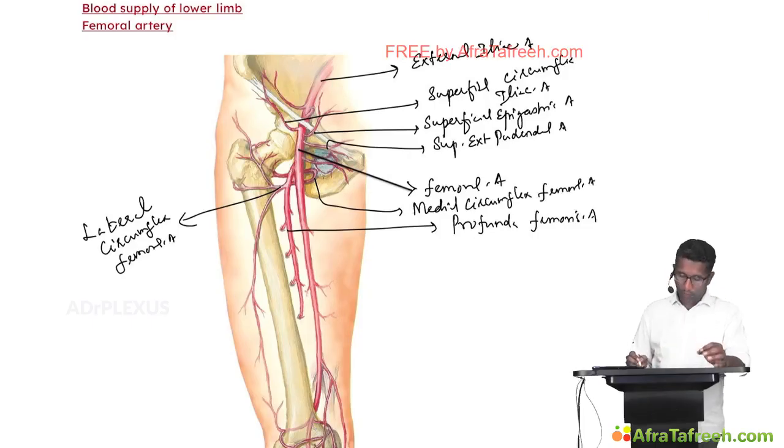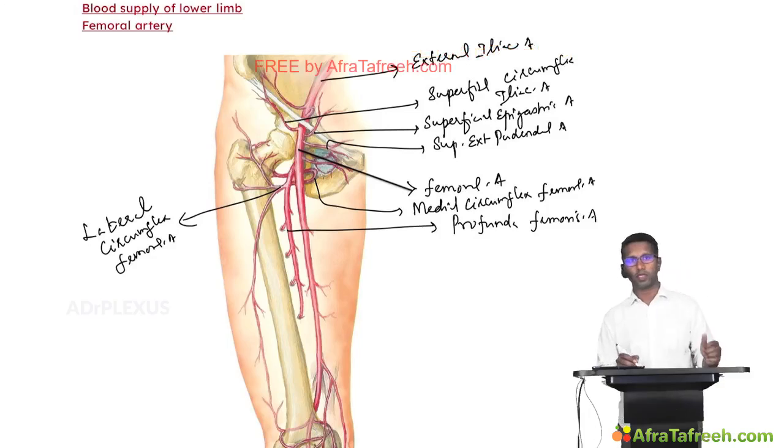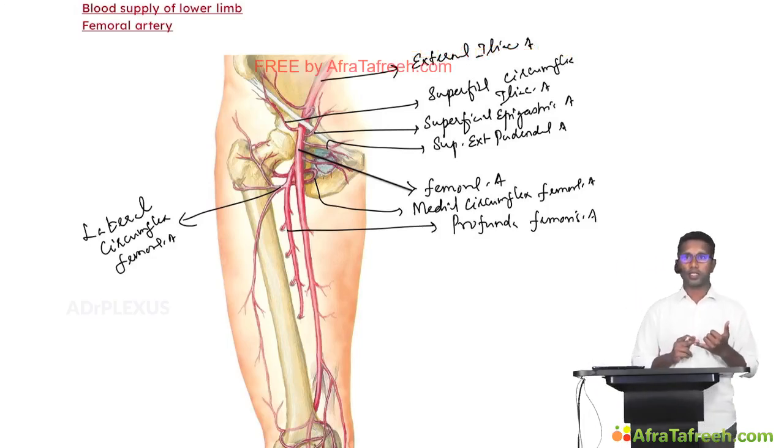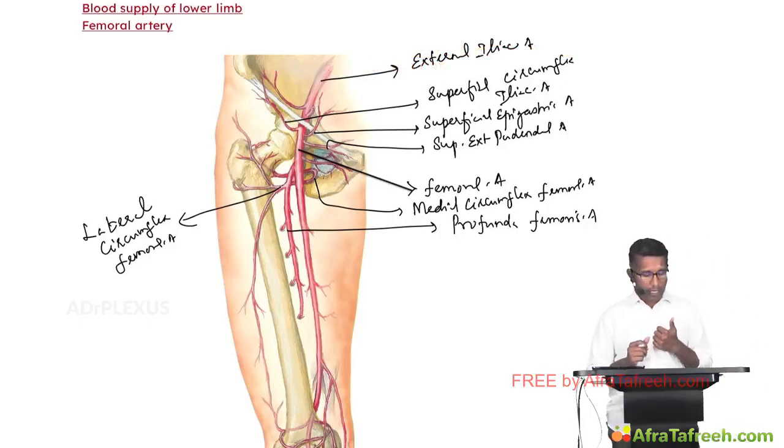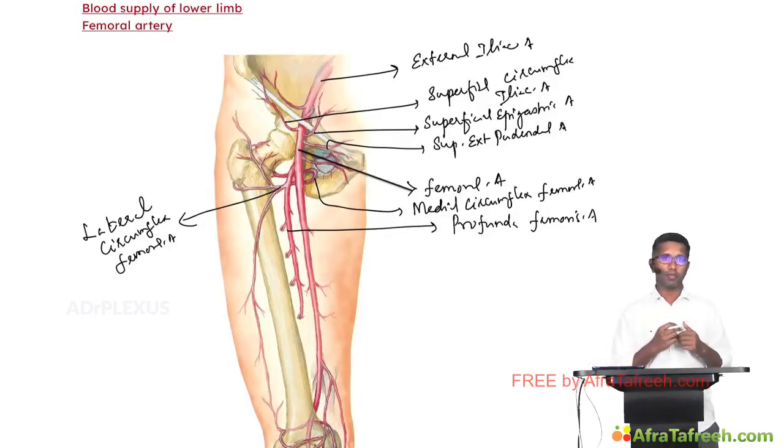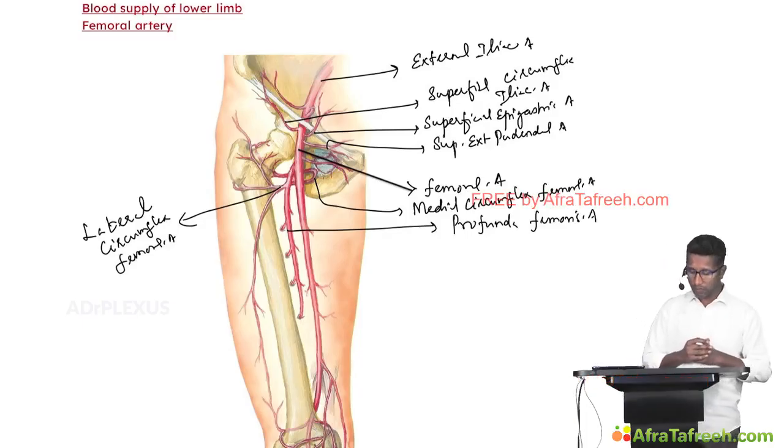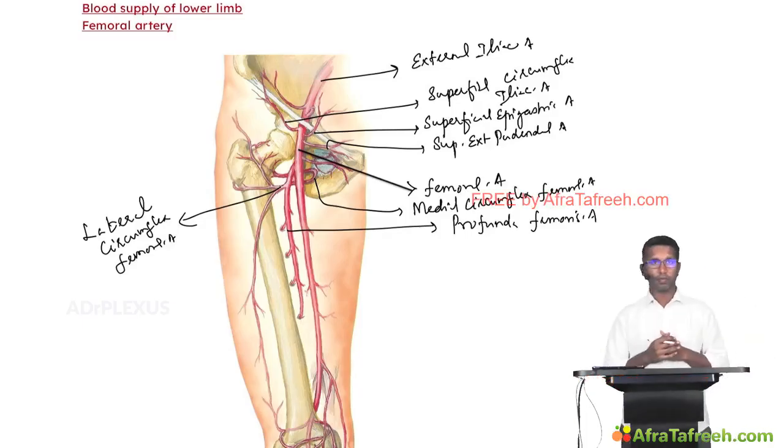So two important arteries for the proximal femur, guys, very important. They arise from the profunda femoris artery. One is the lateral circumflex femoral artery, another is the medial circumflex femoral artery. They wind around the proximal femur and supply the head of the femur. We'll see the head of the femur blood supply in a short while. Before that, you should know what are all the branches coming from the femoral artery.